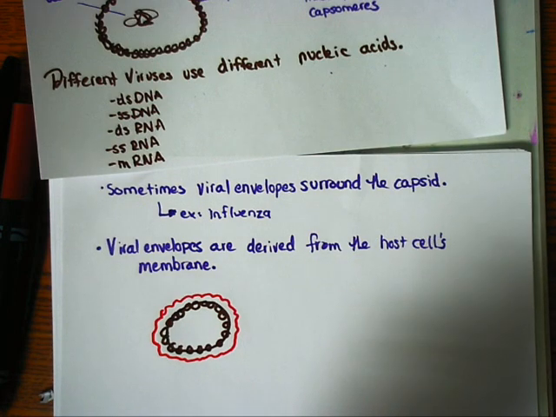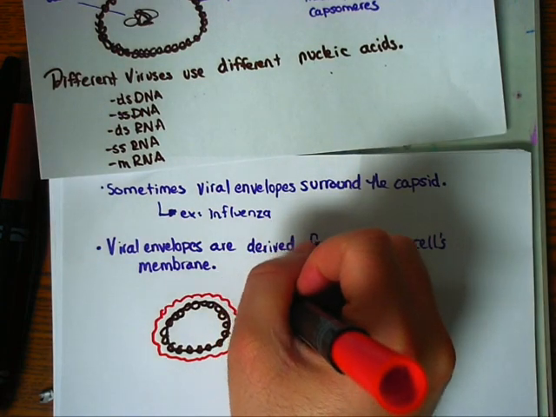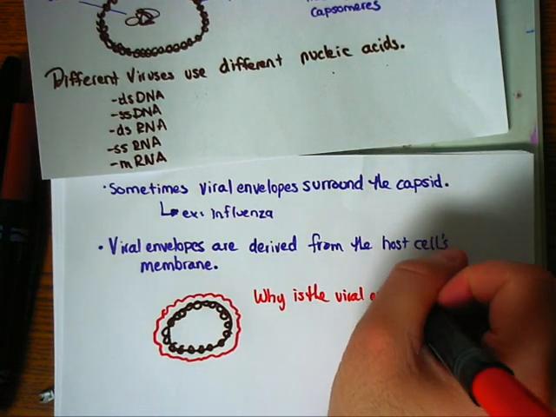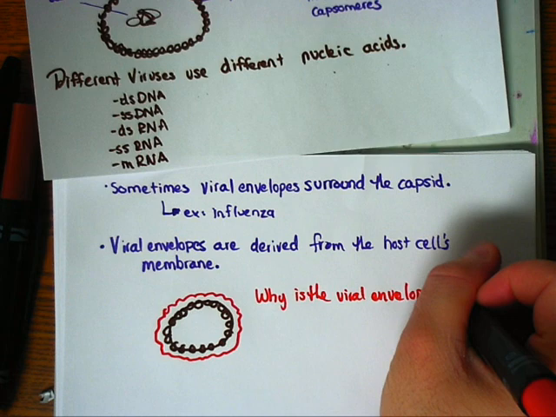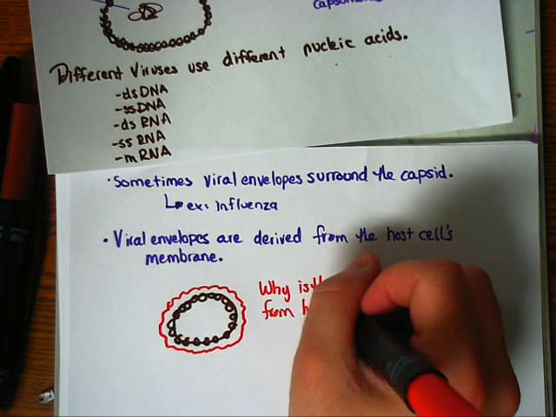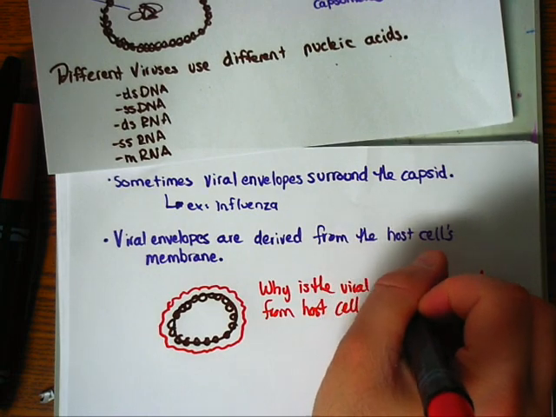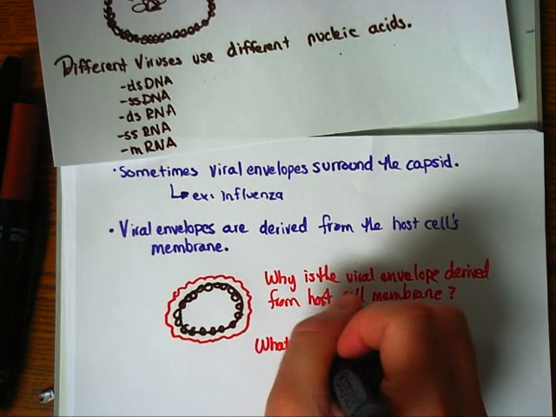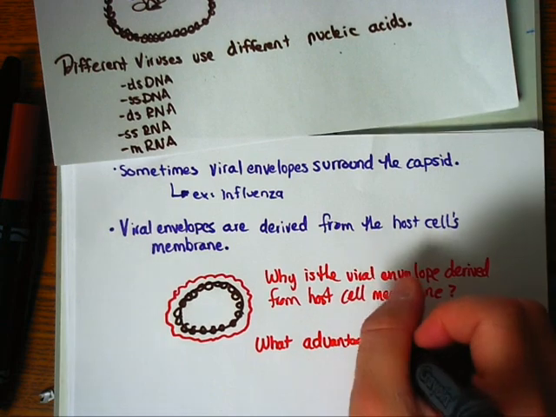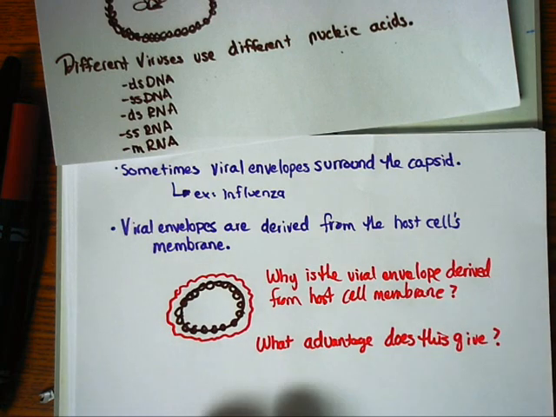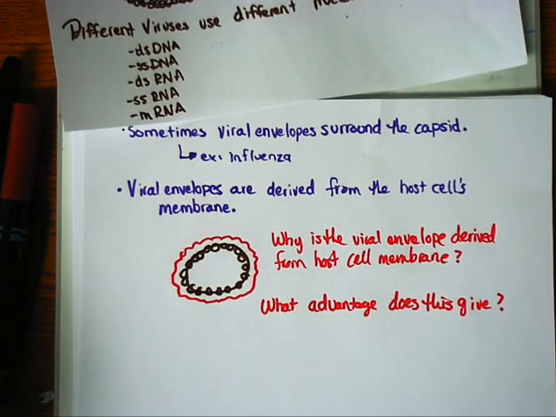Now, why that? So my question to you, you can write this down. Why is the viral envelope derived from the host cell membrane? And then also, what advantage does this give? So I'm going to give you maybe 2 minutes to work through this and figure out why in the world that happens and why that would be a benefit.